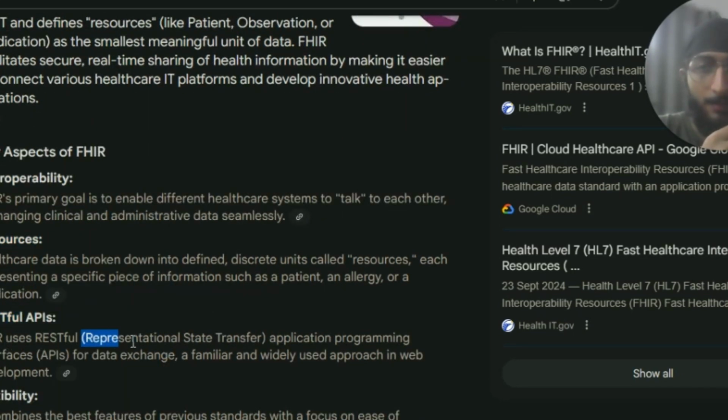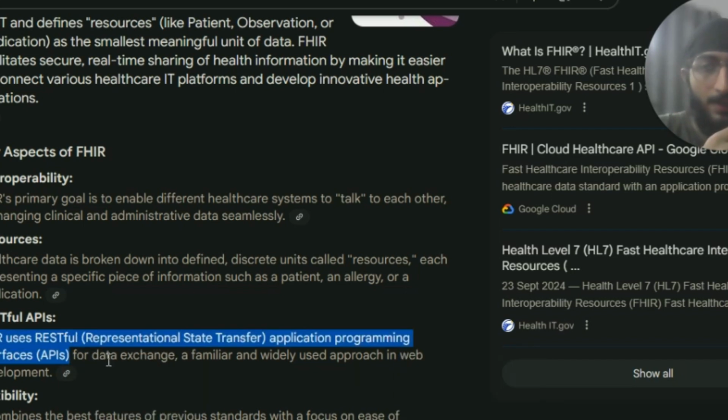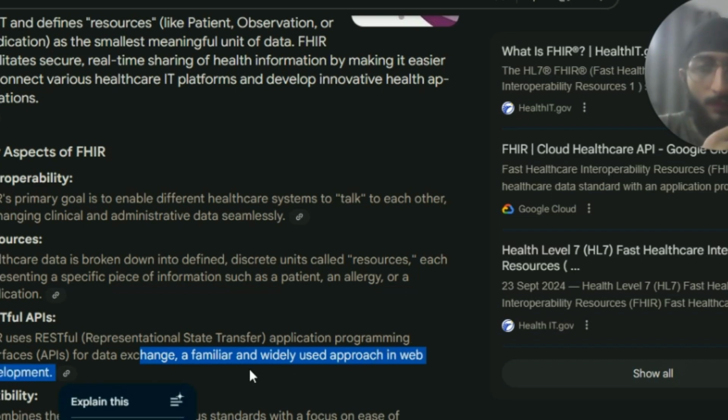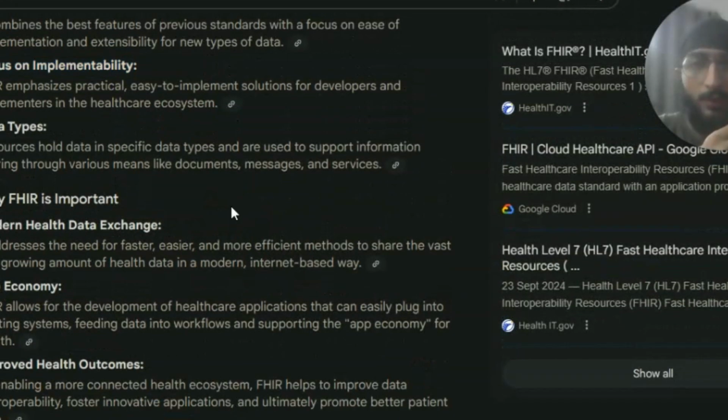REST basically is representational state transfer. REST stands for representational state transfer. Application programming interfaces, APIs, for data exchange, a familiar and widely used approach in web development. Then flexibility, data types, focus on implementability, and you can read more.